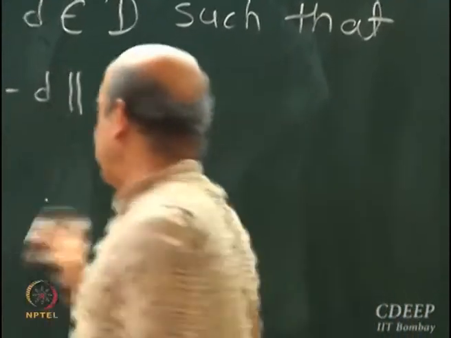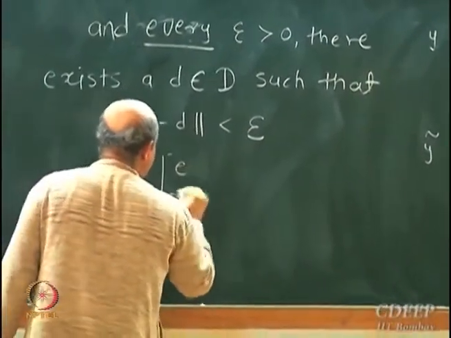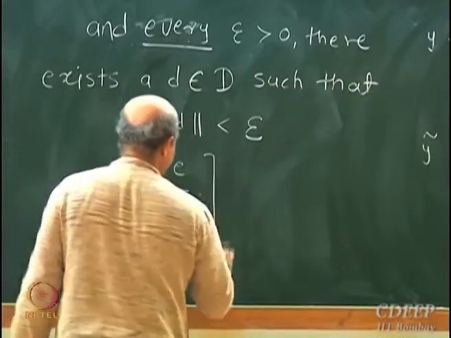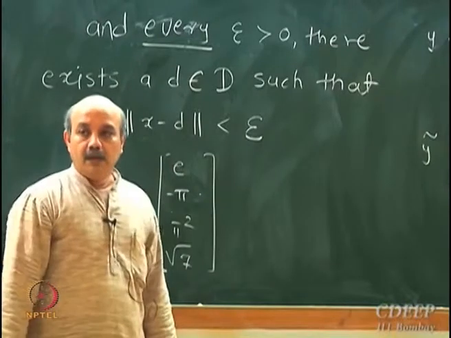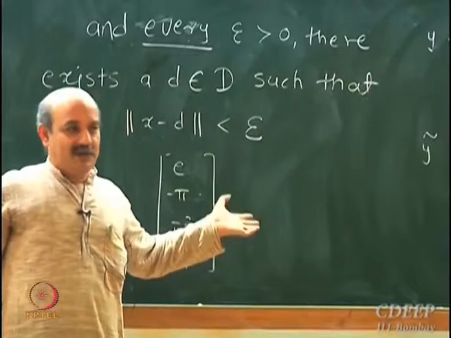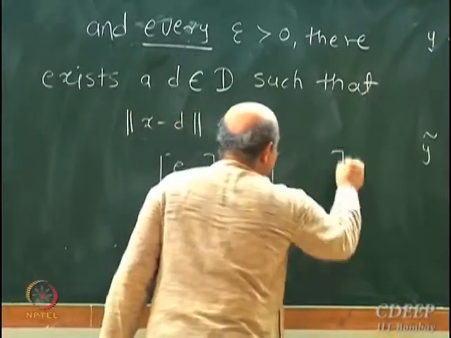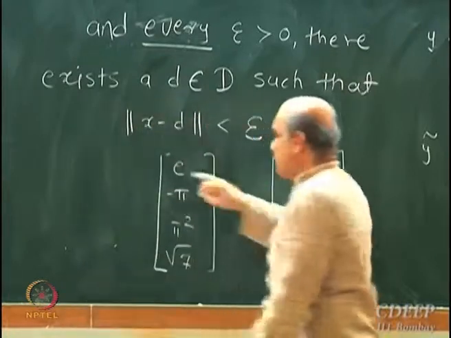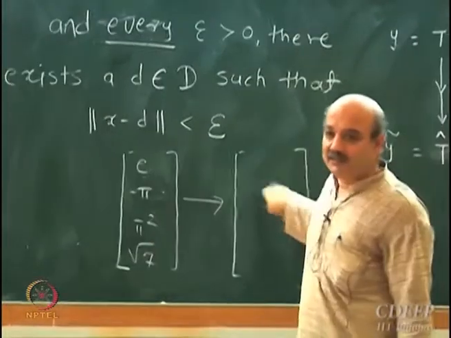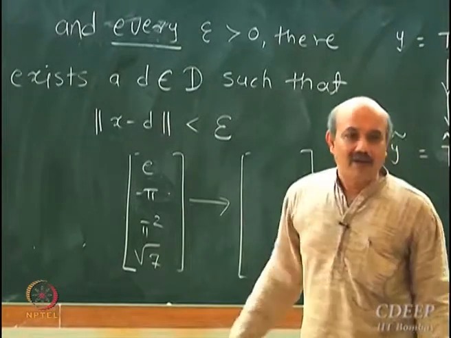See, suppose I have a vector which is e, minus pi, square root 7. In a computer, can I really work with e and pi? I cannot, right? I actually replace these by some approximations. So some rational approximation of e, some rational approximation of this, some rational approximation of this, and so on. And why can we do this?